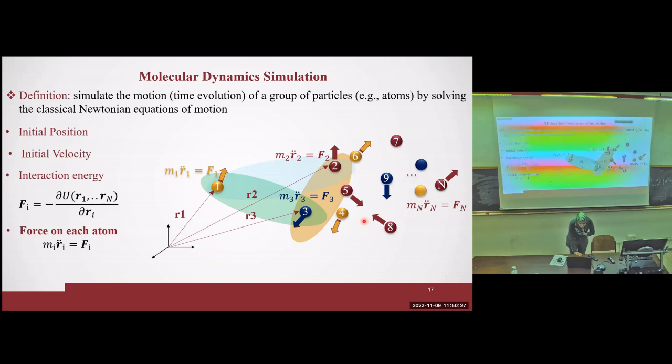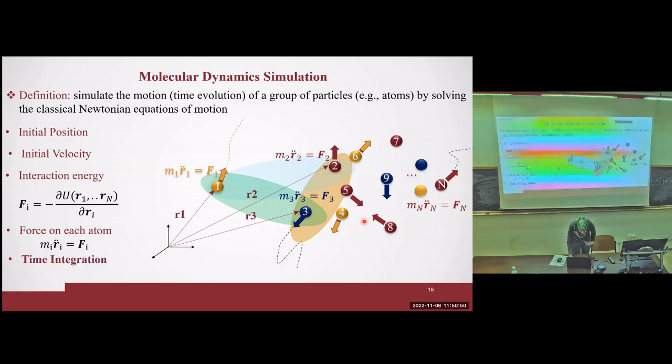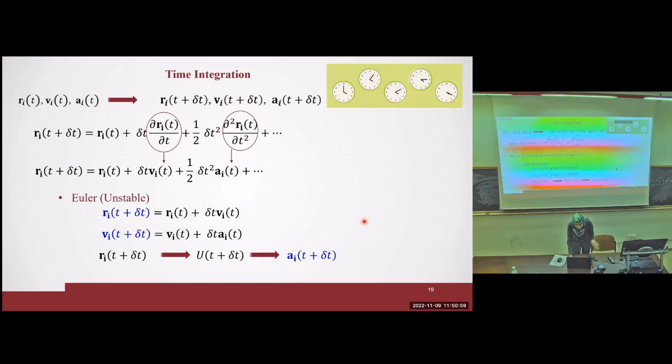So now that we have the force, we write the second law of Newton for each of the atoms. We have the force, we know which atoms we are, so we have the mass. So what do we find? The acceleration. Now we have the acceleration, we have velocity, and we have the position. How can we predict the next step?